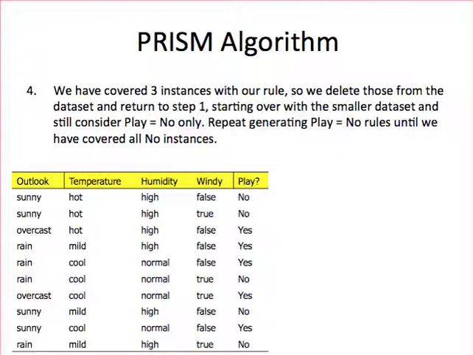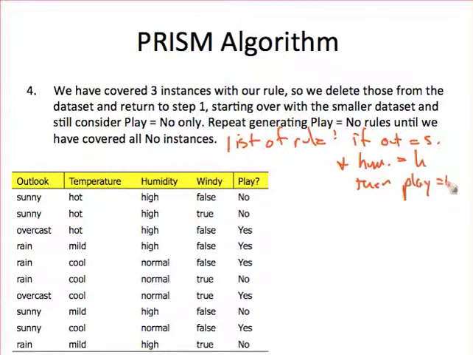So right now, if we think about what we have, what we're doing is we're building up a list of rules. And so our list of rules right now has one rule in it. It has the one: if outlook is equal to sunny, and then humidity is equal to high, then play is equal to no. And so what we want to do now is we want to say, okay, well, which instances have we dealt with in our rule? We've dealt with this one, sunny and high, and then we have one more, sunny and high.